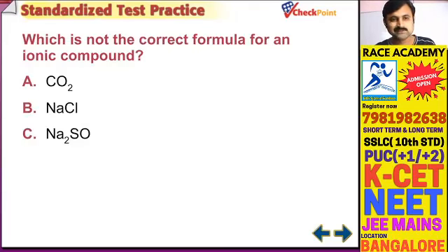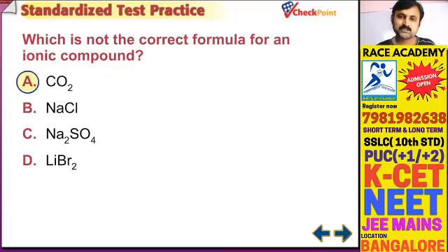Now, which is not a correct formula for an ionic compound? See, ionic compound means it is having cations and anions. But if something like carbon dioxide is not giving such positively charged cations and negatively charged anions, then we will go with that one.